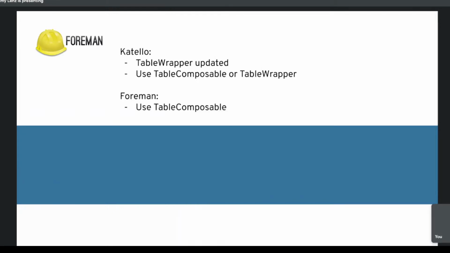I've used table composable in a few places in Katello, and I've really liked it. I liked it so much, in fact, that I updated the Katello table wrapper component so that you have the option of using it. Both ways are still in there, but you have the option of using it now. So if you develop in Katello, you can either use the new table wrapper, or you can use Patternfly's table composable component directly. And if you're in Foreman, you can use table composable. And I think we're thinking about donating table wrapper at some point in the future.